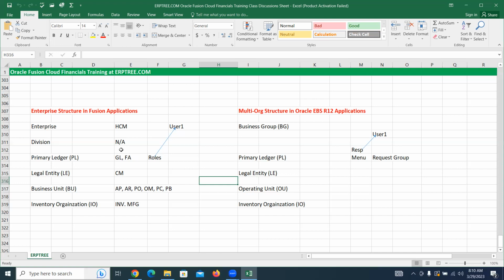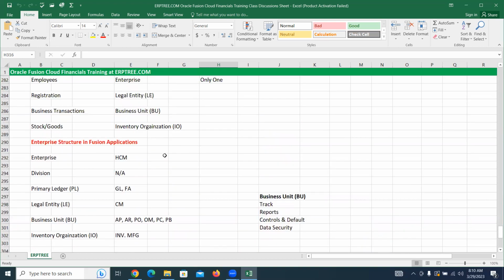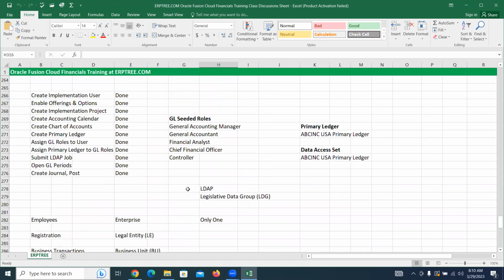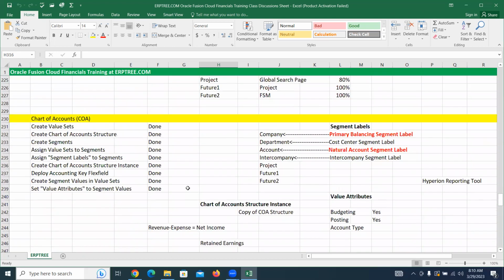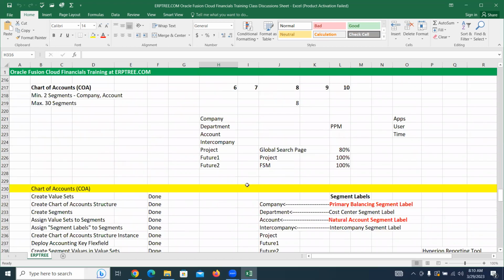Along with this, we are going to talk about chart of accounts best practices, and any other relevant information related to enterprise structure, we will talk about all those points along with the chart of accounts best practices. When you do the implementation, how many chart of accounts segments we choose and the reasons, we discussed.